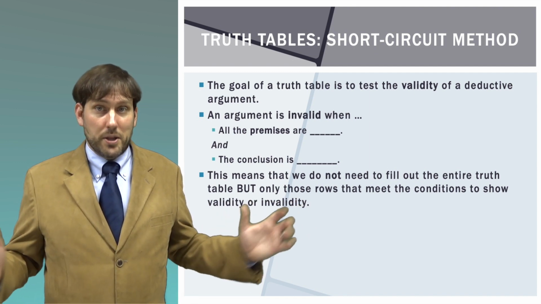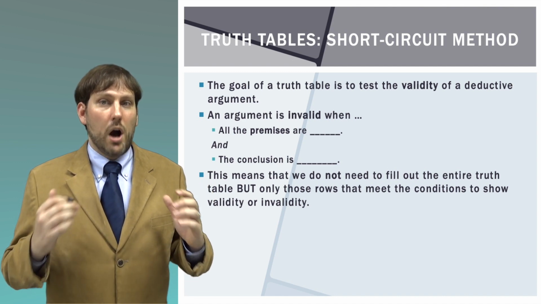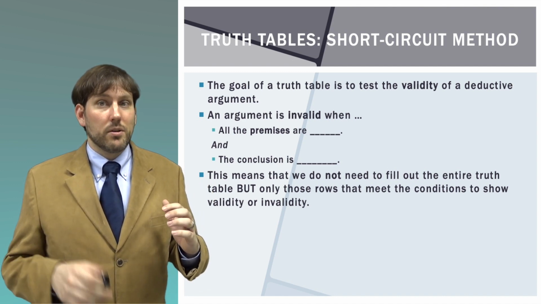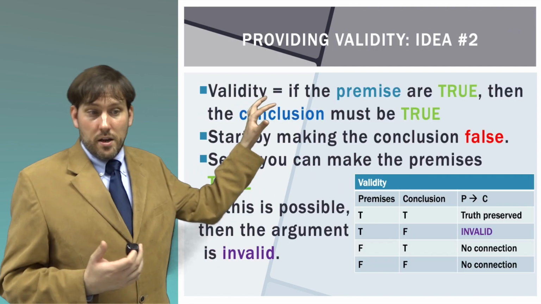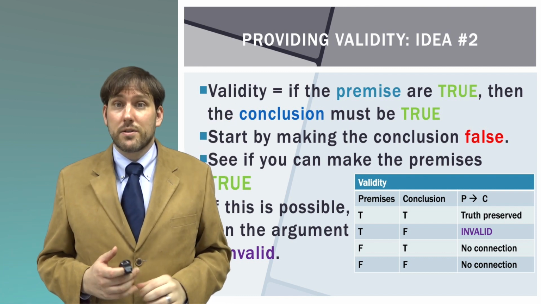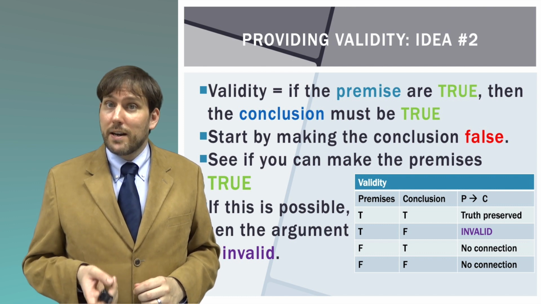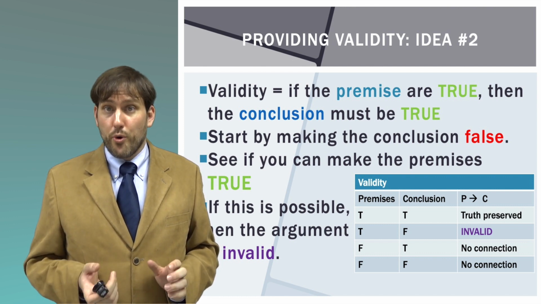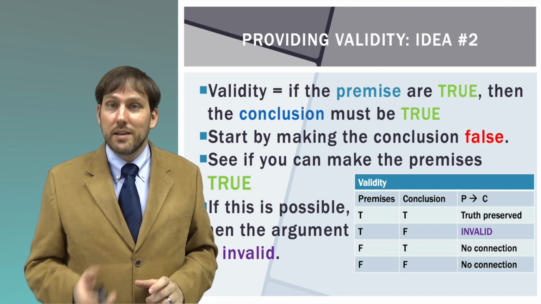Using the exhaustive method, we filled out everything and then we looked at the end and figured it out. With this method, we're going to start from the end. So validity: if the premises are true, then the conclusion must be true. So we can start by making the conclusion false. Then we see if we can ever make all the premises true, following the rules we learned. If we can do this, the argument is invalid.